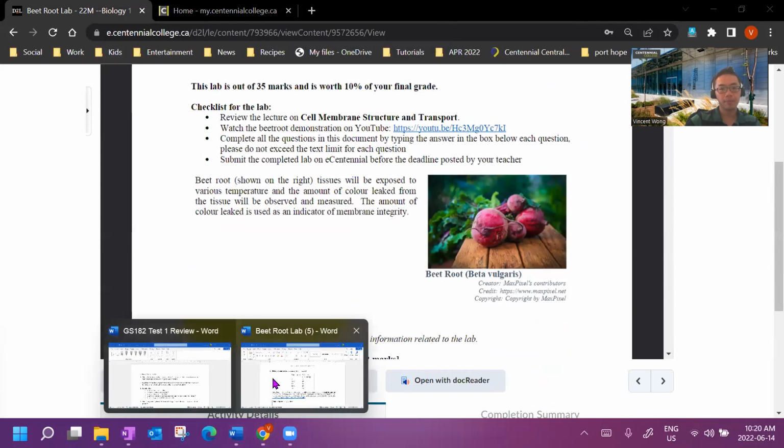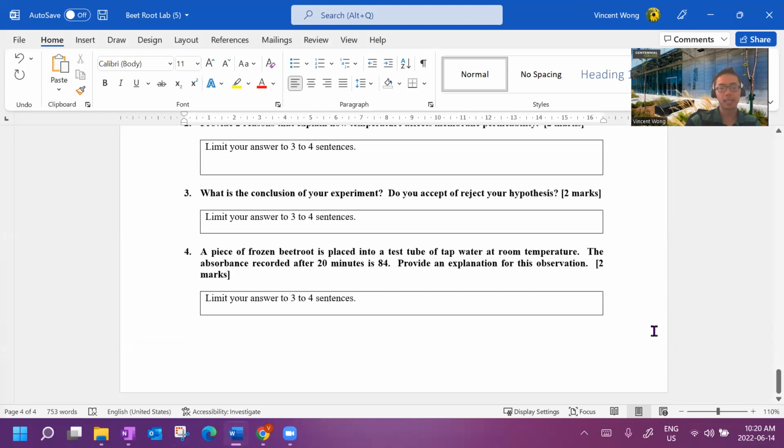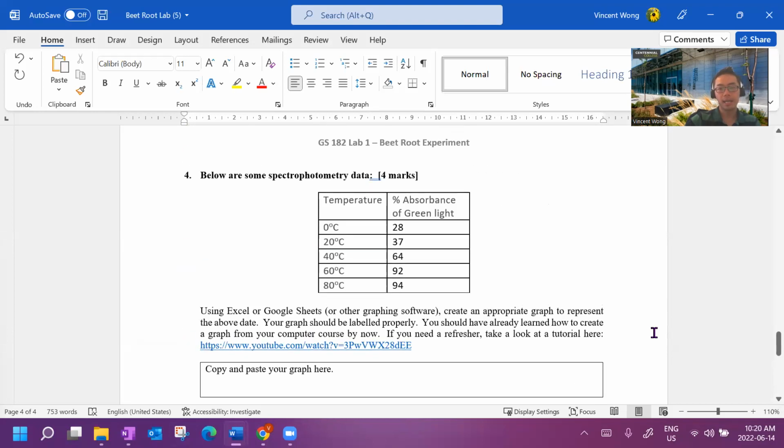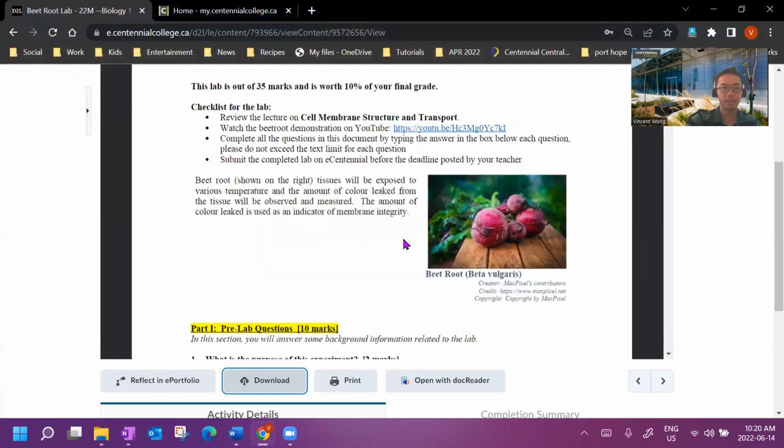Let me see. Beetroot test. Yeah, and the rest is pretty self-explanatory. I think it's an easy lab, and people who generally watch the video and do it tend to get good marks. It's the ones who leave it till last minute and then try to find answers from the internet. That's when they don't do so well.